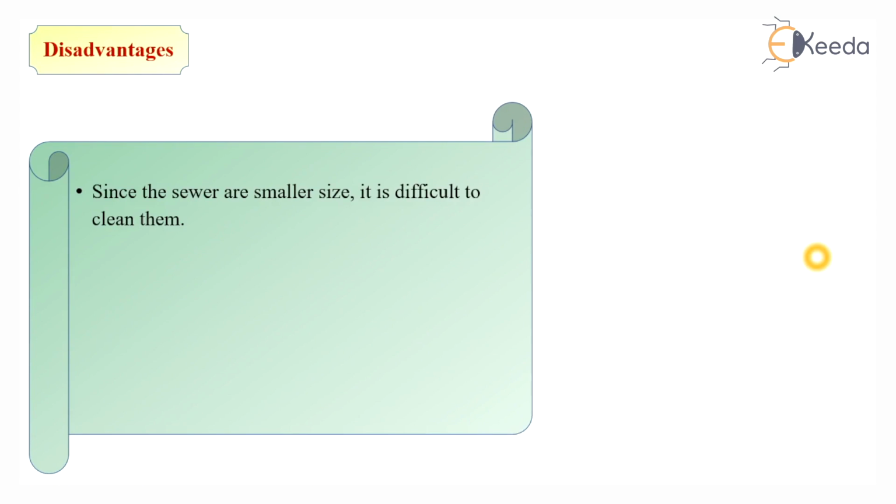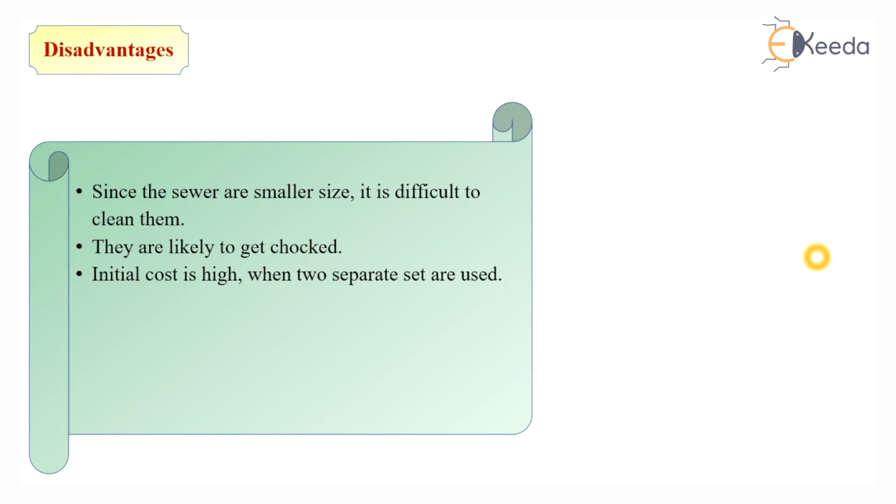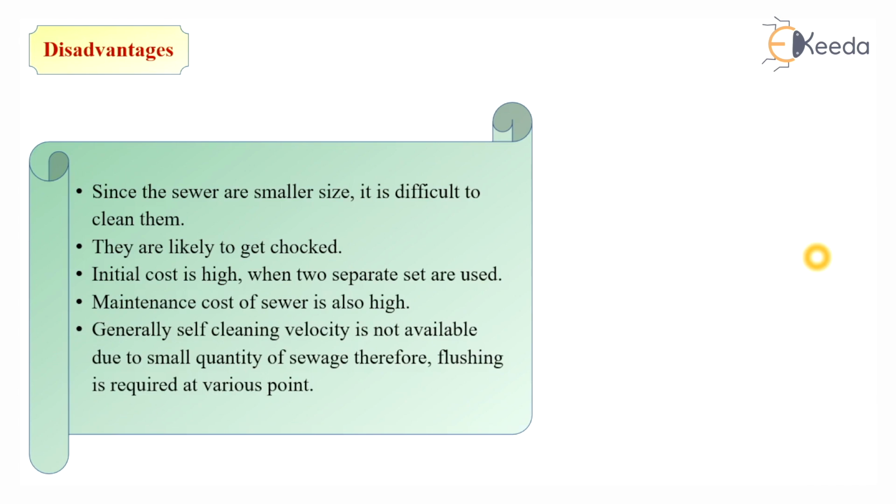Disadvantages of this system are: since the sewers are smaller in size, it is difficult to clean them. They are likely to get choked. Initial cost is high when two separate sets are used. Maintenance cost of sewer is also high. Generally, self-cleansing velocity is not available due to the small quantity of sewage. Therefore, flushing is required at various points.